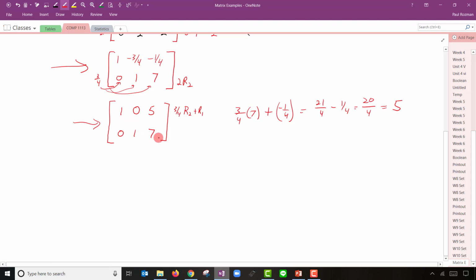Each row represents an equation. The first row means we have 1x plus 0y equals 5. And the second equation says we have 0x plus 1y equals 7. Oh, sorry, I think I said it right. I wrote it wrong. 0x plus 1y equals 7 in the second equation. If we eliminate the terms that have a coefficient of 0, we're left with x equals 5 and y equals 7. And then we can check our answer.